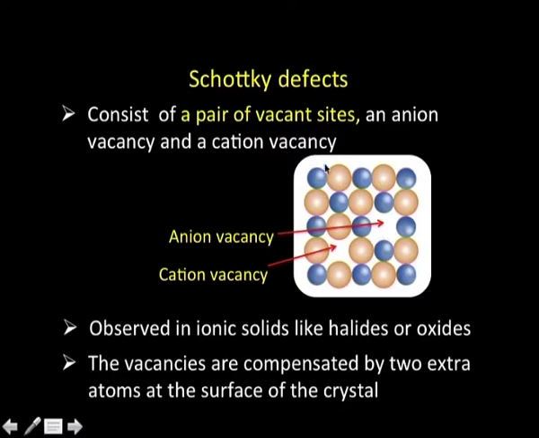So, these two atoms will be found somewhere here over there. That means the overall stoichiometry does not change. The only thing is, some sites in the lattice are unoccupied. So, they are vacant sites, and some of them happen to be anion vacancies, some of them happen to be cation vacancies, and the two will be equal.